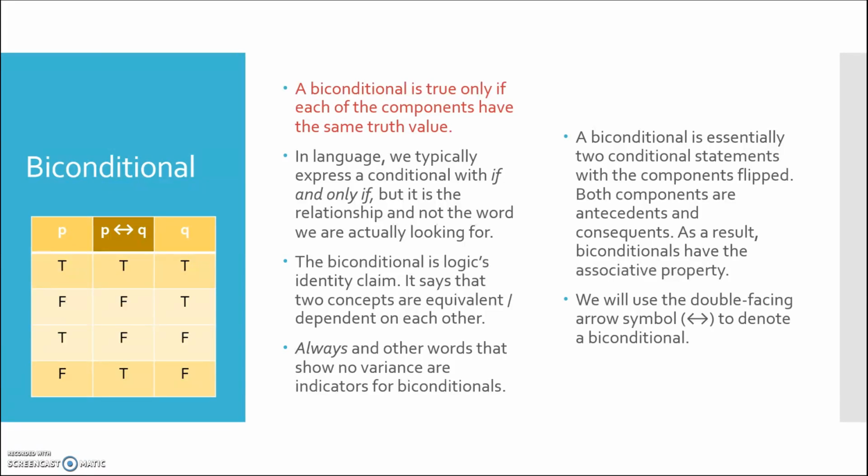A biconditional is essentially two conditional statements with the components flipped. Both components are antecedents and consequents. As a result, biconditionals have the associative property. We will use the double-facing arrow symbol to denote a biconditional.